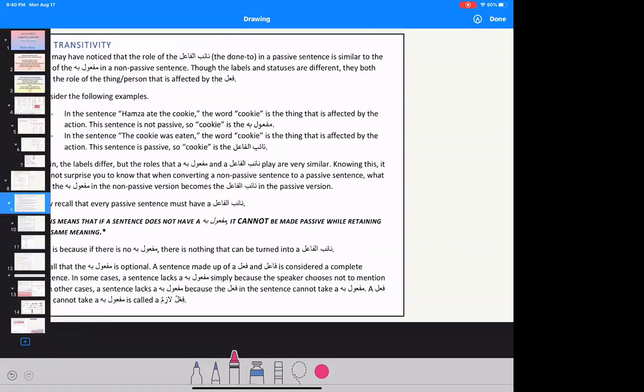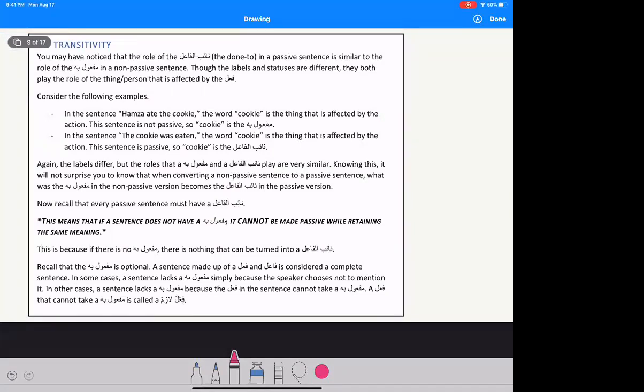Okay, now something that is related to passive tense we need to talk about today. There are two kinds of fail. Some fails are transitive and some are not. They are called intransitive. So transitive or intransitive, what are they? Let's see. You may have noticed that the role of naib fail, the done to, in a passive sentence is similar to the role of the maf'ulun bihi. We discussed in Thursday's class, and today we already talked about it, that the maf'ulun bihi in active form is changed into naib fail in a passive sentence. So this is how this naib fail business works, right?